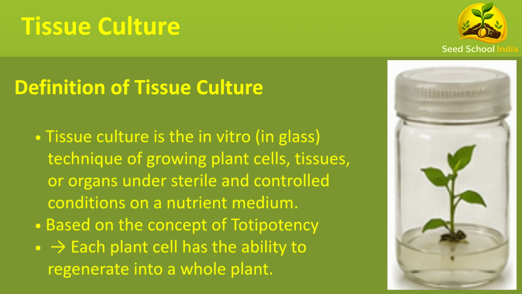Tissue culture refers to the in vitro, or in glass, technique of growing plant cells, tissues, or organs under sterile and controlled laboratory conditions on a nutrient medium. The most important concept behind tissue culture is totipotency. This means that each plant cell has the complete genetic information required to regenerate into a full plant. For example, even a small piece of leaf or stem, when placed in the right conditions, can grow into a whole plant. This unique ability is what makes plant tissue culture so powerful.